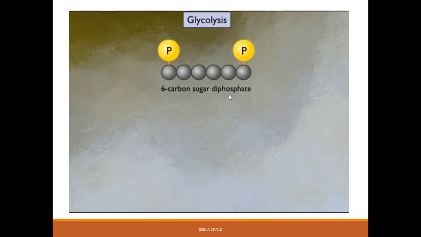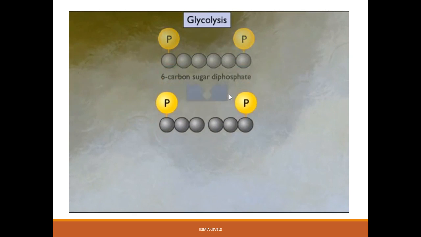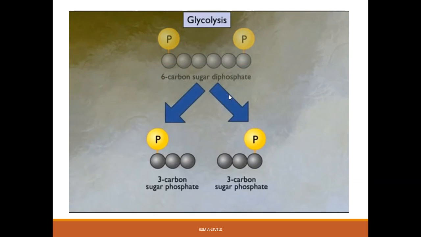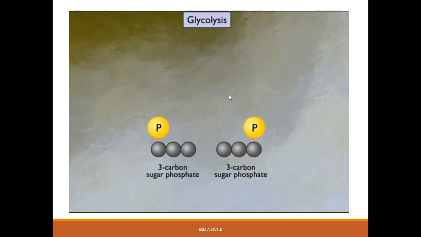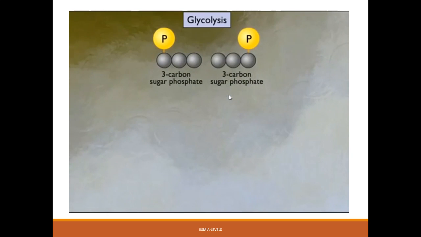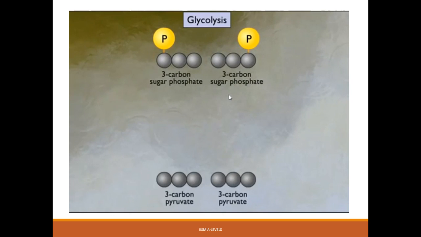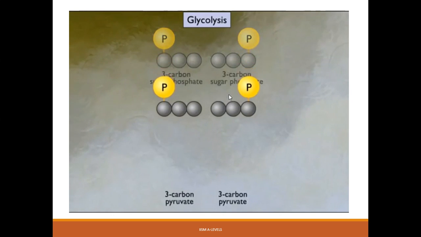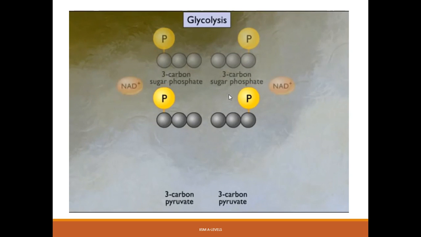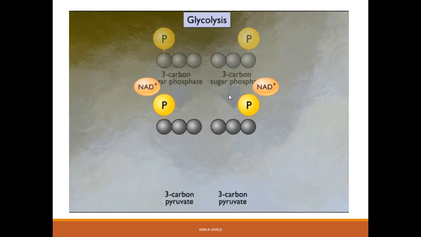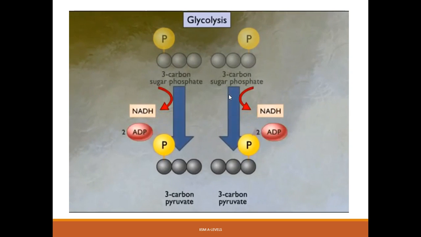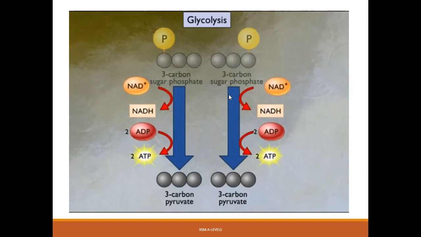This 6-carbon sugar diphosphate molecule is then split into 2 3-carbon molecules. Each of the 3-carbon molecules is converted through a series of steps to pyruvate. During these reactions, electrons are transferred to the coenzyme NAD+ to form NADH, and ATP is formed. Under aerobic conditions, the pyruvate is further oxidized to yield more ATP, and under anaerobic conditions, the pyruvate is converted into lactic acid.